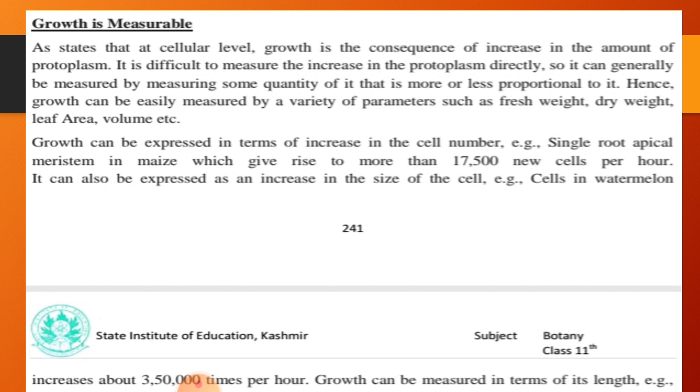Growth can also be expressed as an increase in the size of the cell. For example, cells in watermelon increase in size many thousand times per hour. Growth can be measured in terms of length also. There are a number of parameters by which we can measure the growth of a plant, including fresh weight, dry weight, leaf area, and volume. In the case of pollen tubes, we can measure growth by the increase in length of the pollen tube.